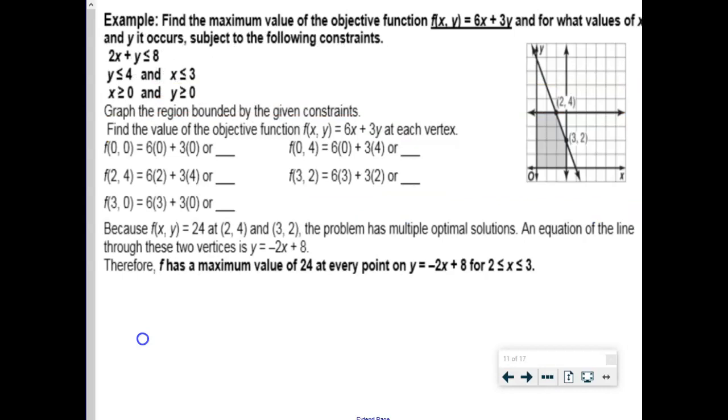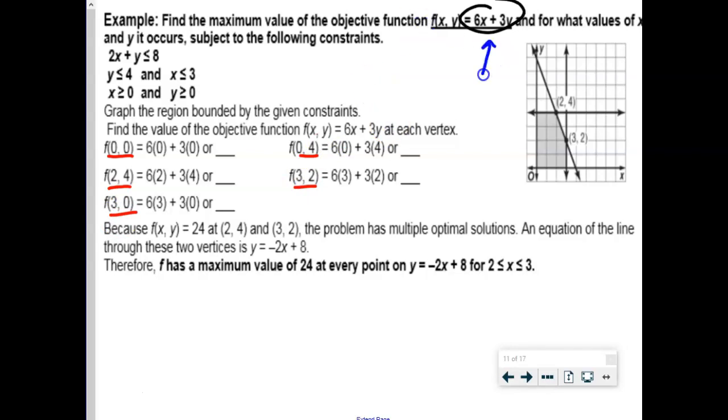So on the back of worksheet 11, we have this example that's mostly done for you. It didn't have any story problem to go with it, but they had an objective function right here. And then they had some constraints, and they graphed it for you. So that was very kind. Not only did they graph it for you, they also found the points of intersection, so yay. And now they're taking each of these vertices and plugging them into the objective function.